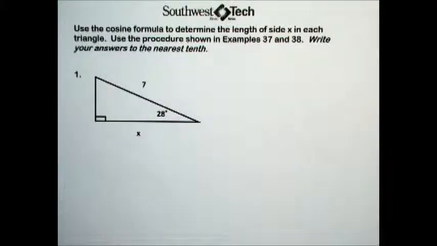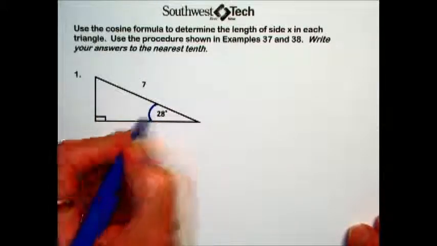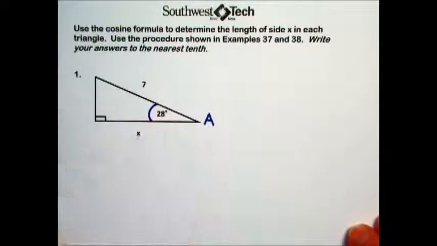Practice set 12. Use the cosine formula to determine the length of side x in each triangle. Use the procedure shown in examples 37 and 38. In this triangle, we will use the acute angle that has the measurement as our reference angle and our anchor.